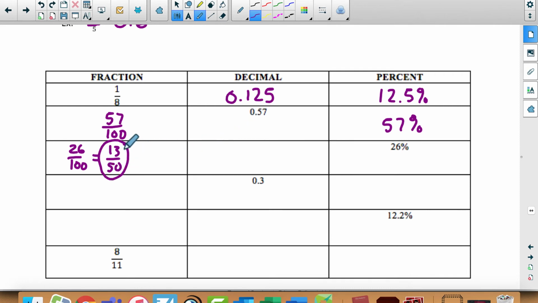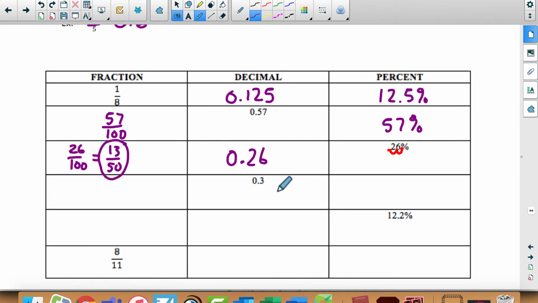Decimal. Well, you could take your calculator and go 13 divided by 50, and that would give you the answer. Or you could go from here. Remember what we do if we're going percent to decimal? Move the decimal 2 to the left. So where's our decimal in 26? Right here. If we move it 2 to the left, 1, 2, you get 0.26. I like putting the 0 in front, so 0.26.